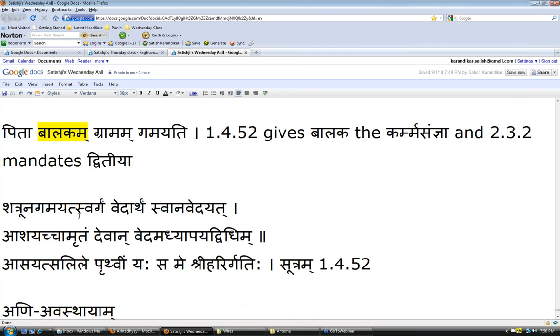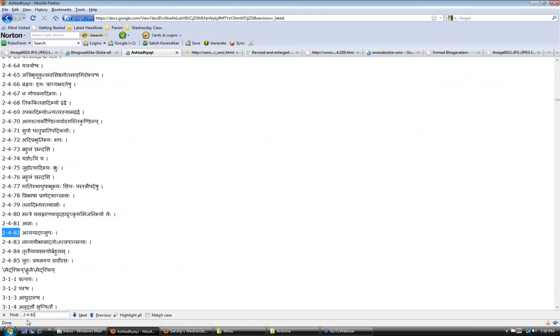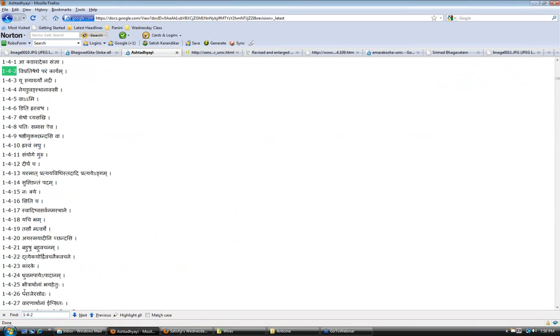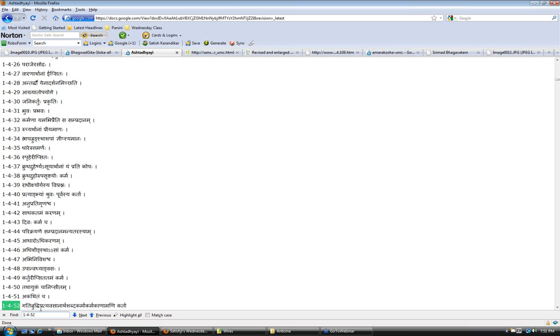So this agamayat was gatyartha. This avedayat was the buddhyartha. So let's follow this one from 1452. 1452. Okay, so 1452. Okay, buddhyartha was this avedayat.